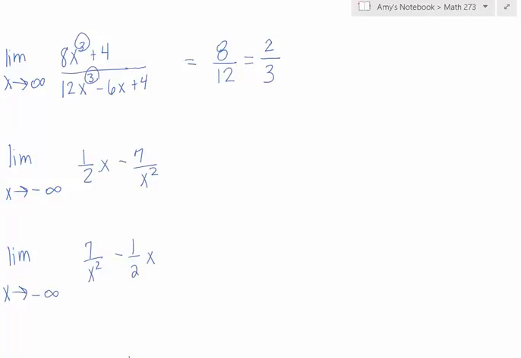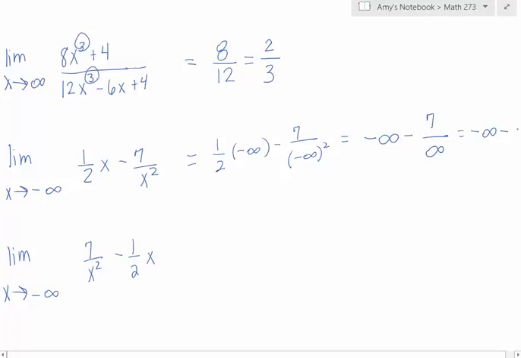The next example, if I plug in negative infinity, 1/2 times negative infinity minus 7 over negative infinity squared. 1/2 times negative infinity is going to give you a negative infinity, minus negative infinity squared is going to give you a positive infinity. That's going to be negative infinity minus 0, because remember when there's an infinity in the denominator, we looked at the pattern today in class, that's going to be 0, which equals negative infinity. Infinity is a place that you will be going off to. This is not an actual number. So the limit in this case does not exist.